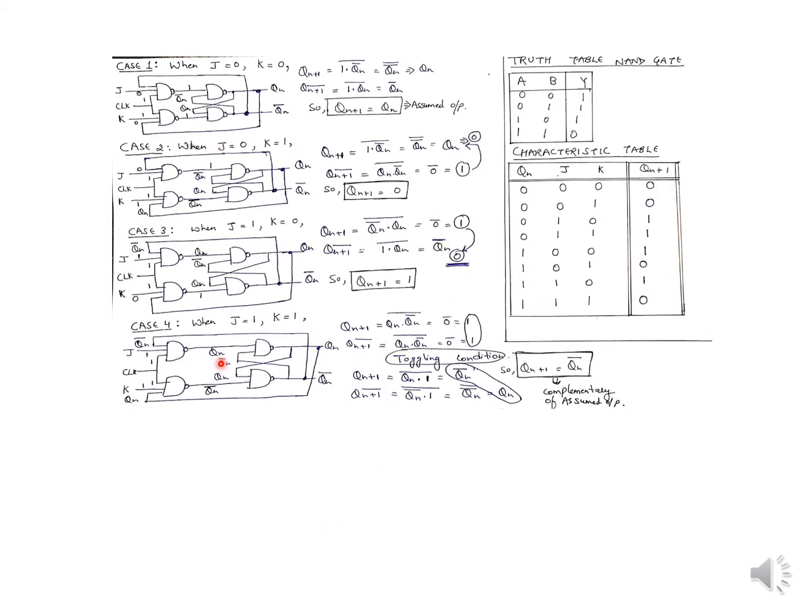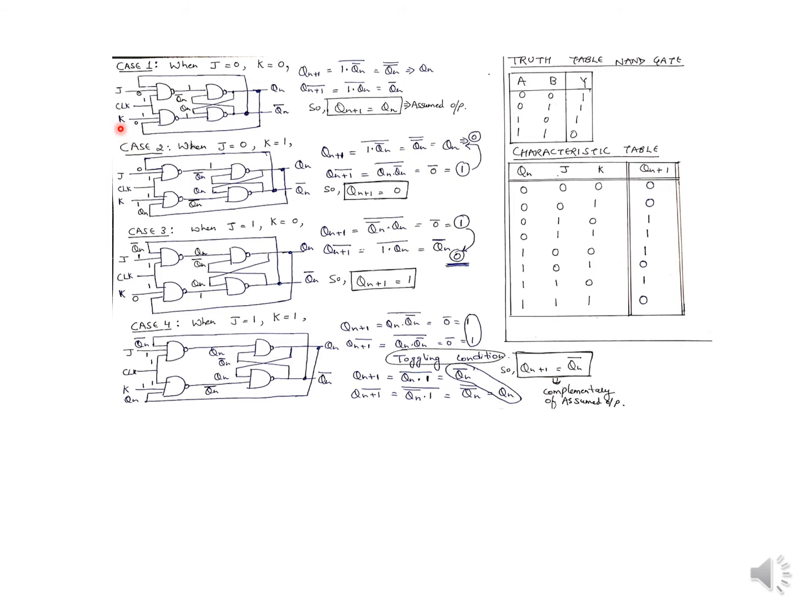I will explain this in the next slide. I am going to take 4 cases: case 1, case 2, case 3 and case 4. In case 1, J equals 0 and K equals 0. So here there are 2 cases, this one and this one, right? We have to depict the output here.